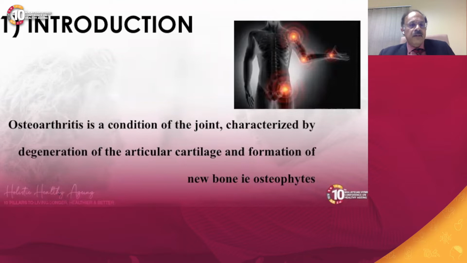Introduction. Osteoarthritis is a condition of the joint characterized by degeneration of articular cartilage and formation of new bone, that is osteophytes. Now, articular cartilage is a very special cartilage, and crudely put, it acts as a shock absorber and helps in the smooth articulation of the joint.